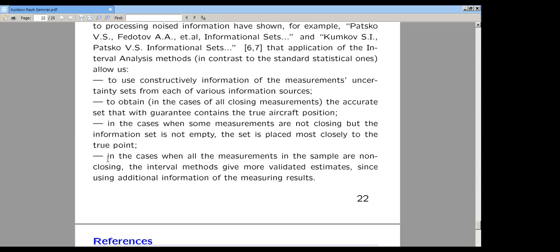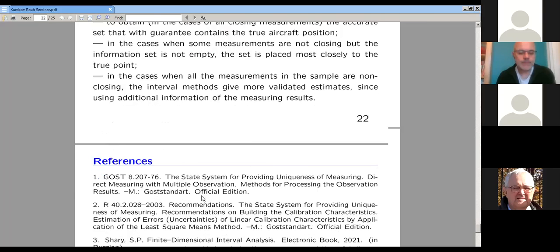And the last conclusion is that in the cases when all the measurements in the sample are not enclosing, the interval approaches give more validated estimates since using additional information of the measurement results and forecasting of positions of the dynamical system. That's all, dear friends.